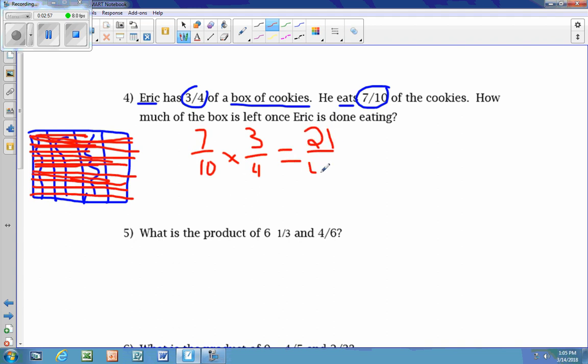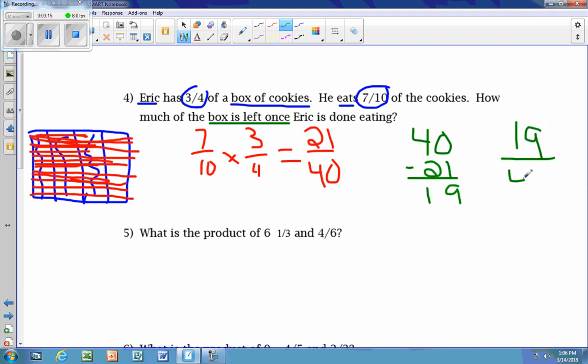But I don't want to know how much he ate. What the question is asking is how much of the box is left. So if 40 is the whole, because that's the denominator, and I take away 21 because he ate 21/40, I end up with 19. So 19/40 is what's left to still be eaten.